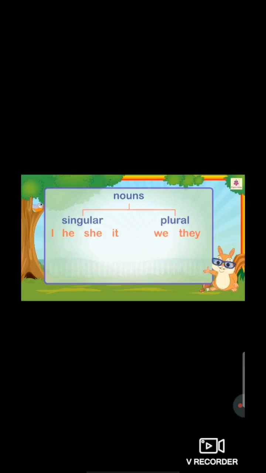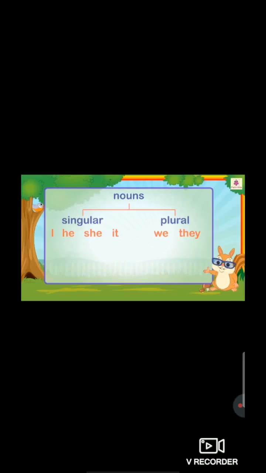Students, on the top it is written nouns. Don't be confused. Noun means name. So, in the place of names, we are writing pronoun words. For singular, we are going to use I, he, she, it. And for plural, we are going to use we and they.